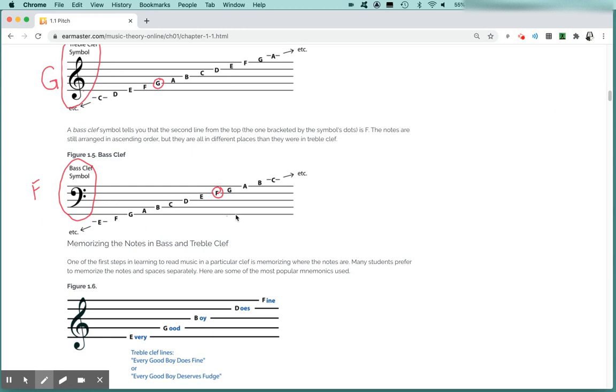Bass clef is where lower notes are written. Soprano and alto parts in a chorus are usually written on the treble clef, and tenor and bass are usually written on the bass clef. On the bass clef, this is F, so you have A, B, C, D, E, F, G, A, B, C, or E, F, G, A, B, C, D, E, F, G, A, B. We'll learn treble clef, and after you learn treble clef, there's a really easy way to learn bass clef.